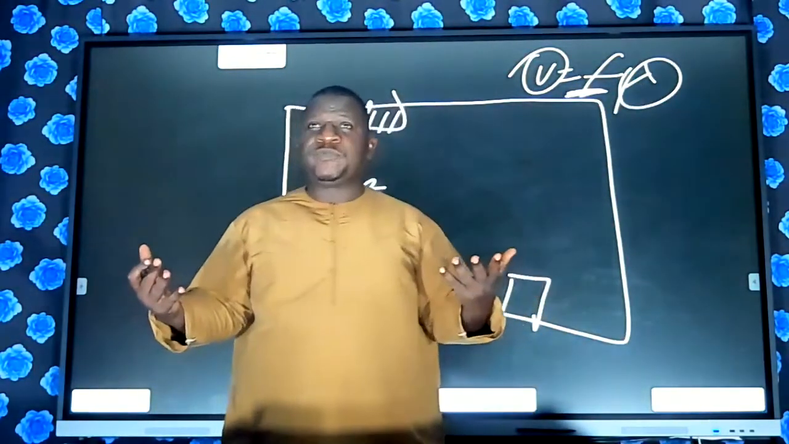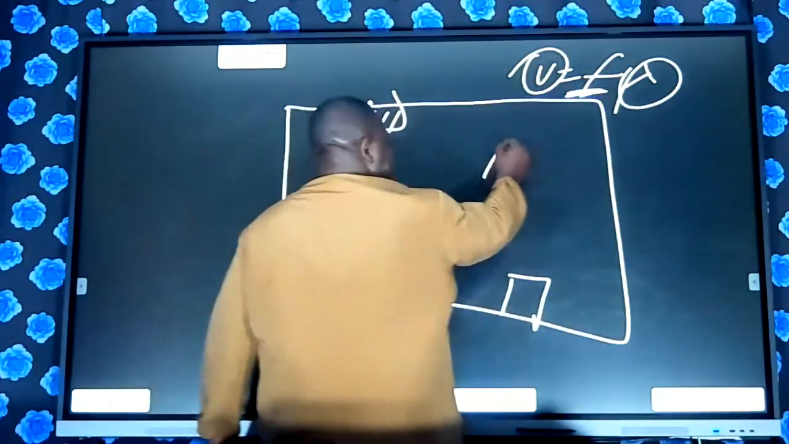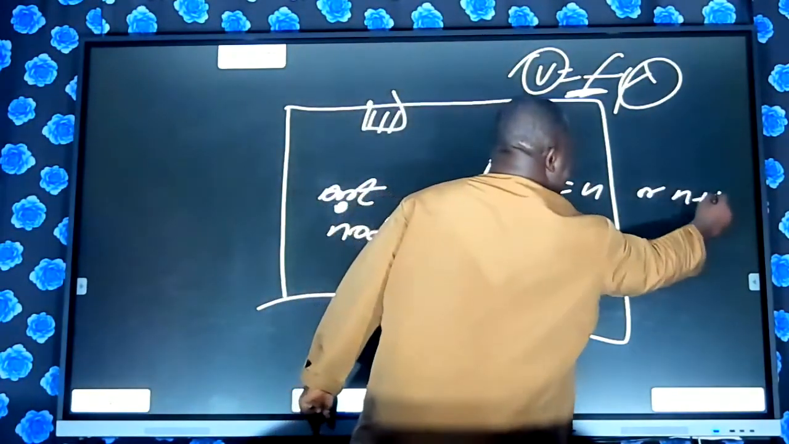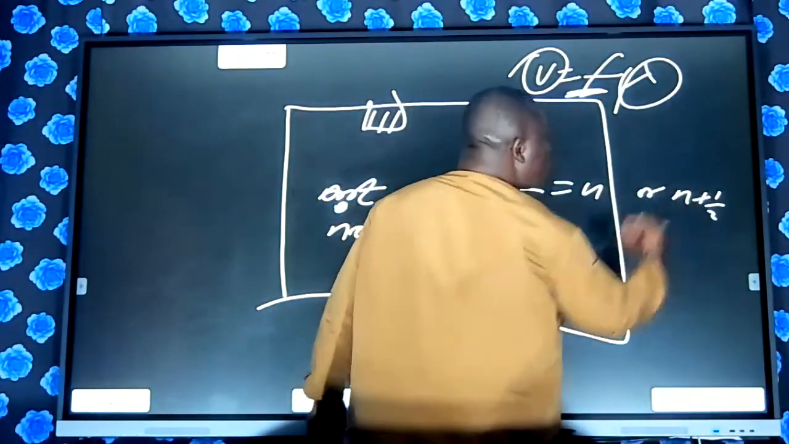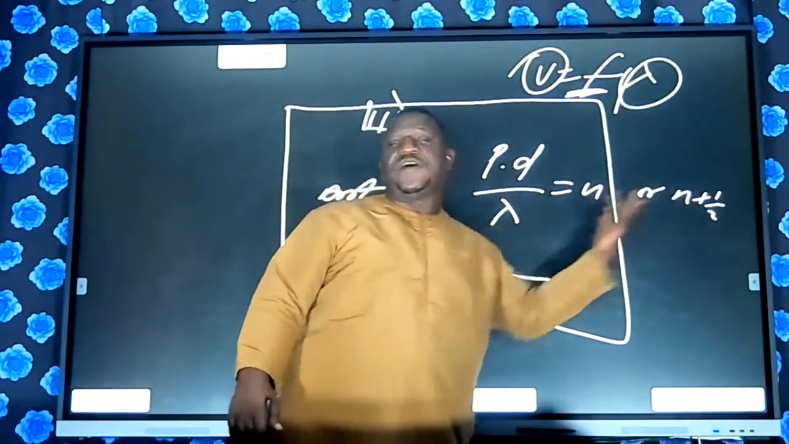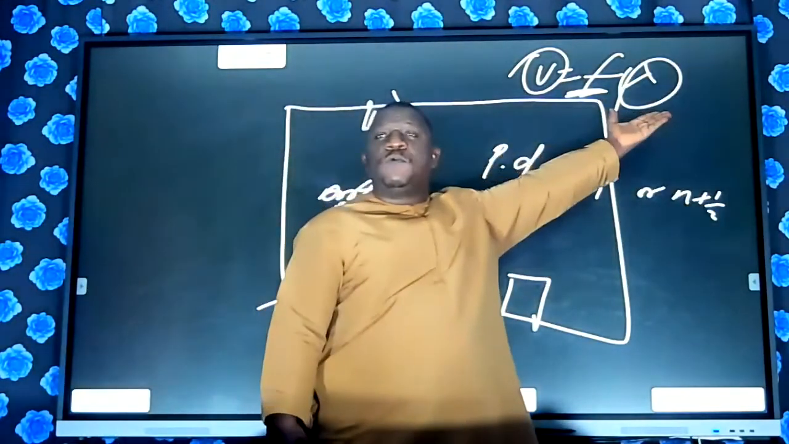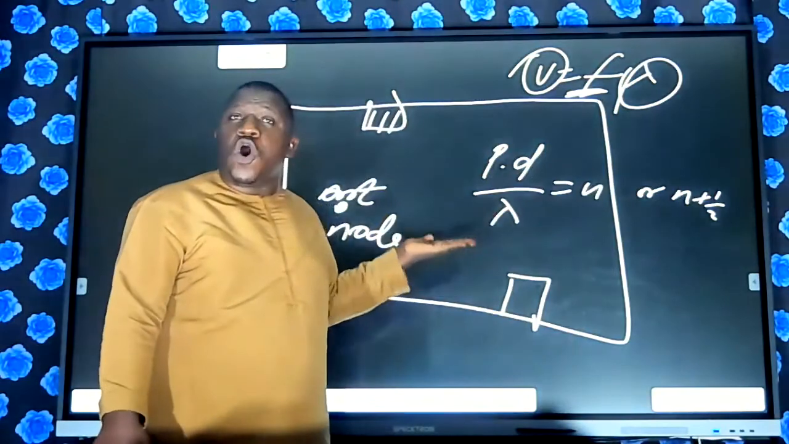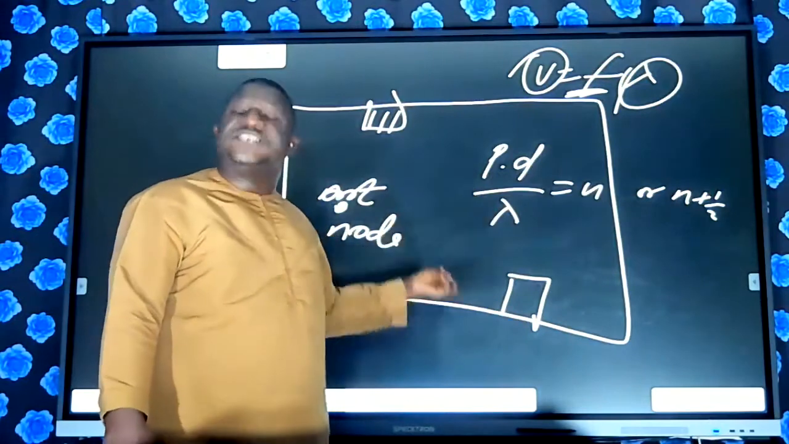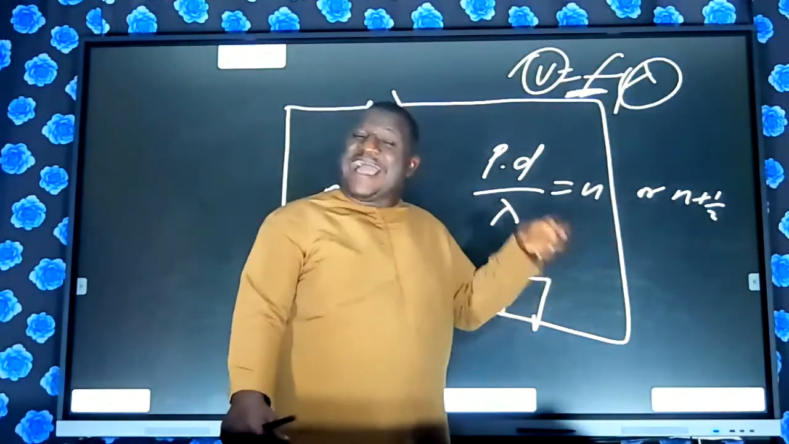So if the wavelength is different, what happens to the path difference? Remember, path difference divided by wavelength equals n or n plus half. Path difference divided by lambda should be a whole number or a whole number plus half. So if the microwaves have different wavelengths, the path difference will also be different. So a node at a point may be antinode for the other source.